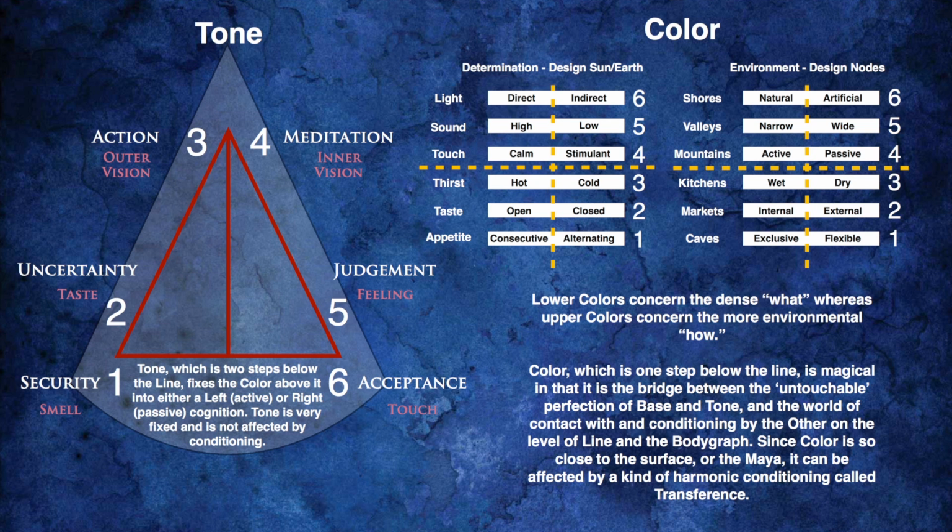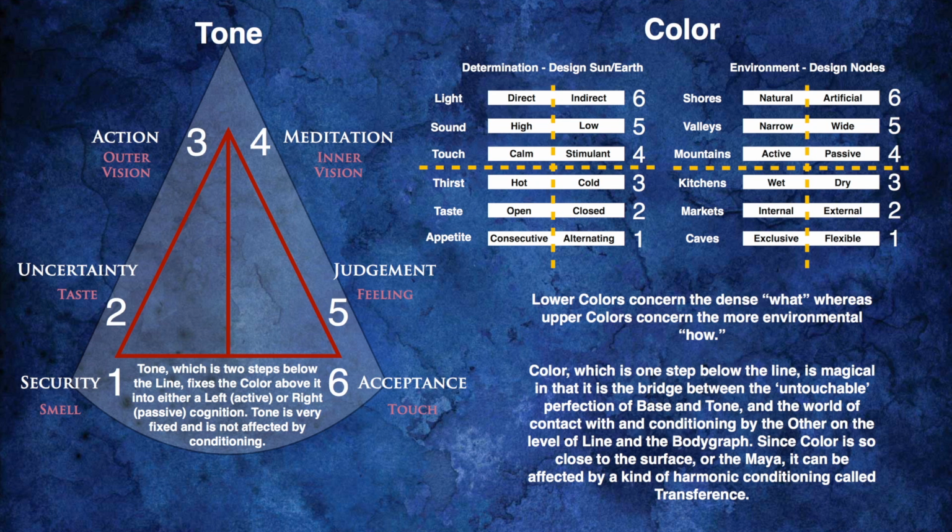Tone is very fixed and is not affected by conditioning. That's the fascinating thing about tone. You could say tone is perfect and base is perfect. It's not affected by the conditioning of the outer world, or the world of the Maya, being the illusion of our separateness. But when we get to color, which is 1 step below the line and 1 step above the tone, color is a fascinating thing. Lower colors concern the dense what, whereas upper colors concern the more environmental how.